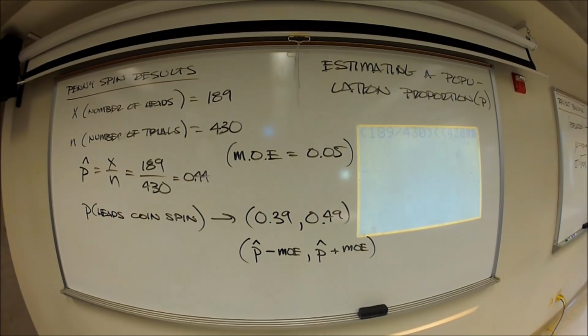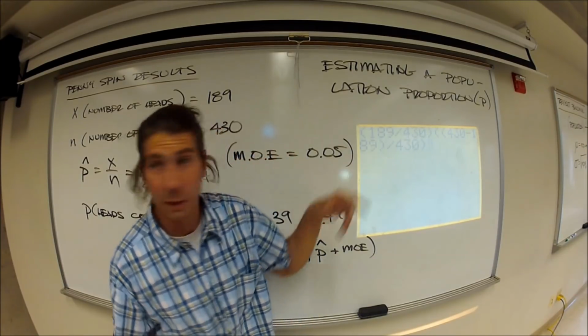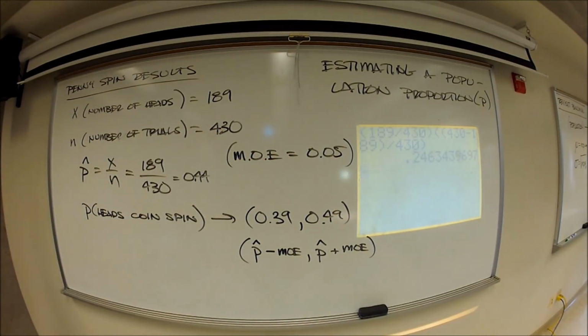Let's just do it this way. 430 minus 189 over 430. Too much subtraction early in the morning. More parentheses. So this one and this one and this one and this one, and then this one and this one. Okay. So that's the numerator. That's p hat times q hat. Dividing that by 430, that's the divided by n bit. And then taking the square root of that. All right. About 2.5%-ish. That's one standard error.